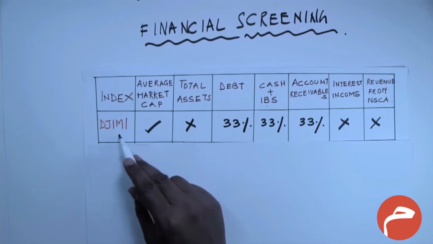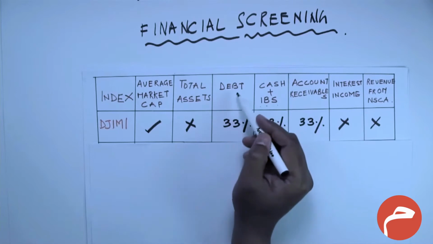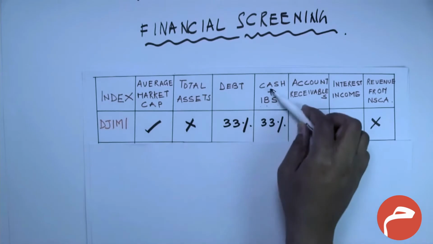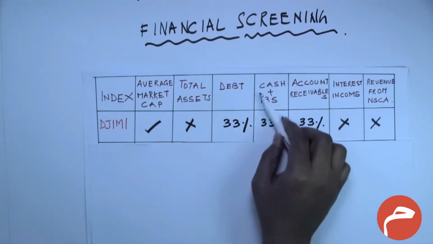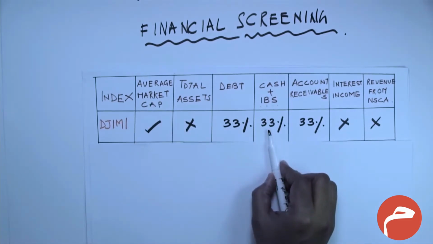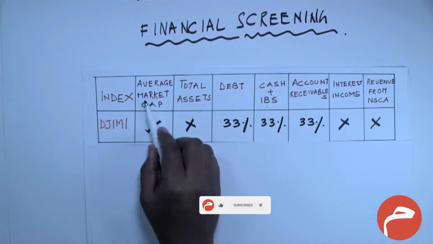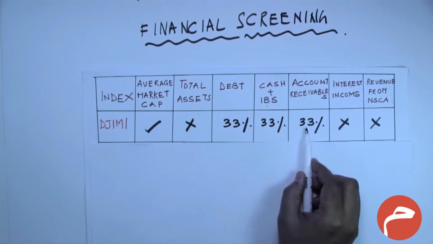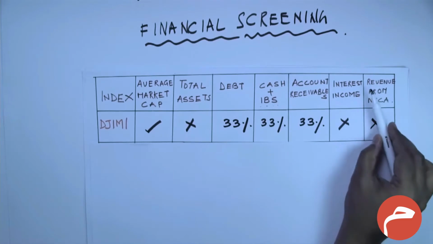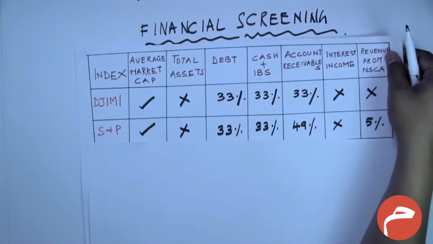So in case of Dow Jones Islamic Market Index, the total debt of the company divided by the trailing average market cap should be less than 33%. In case of cash plus interest-bearing securities, this together divided by the trailing average market cap should be less than 33%. In case of account receivables, the total account receivables divided by the trailing average market cap should be less than 33%. There is no separate mention about interest income, and there is no separate mention about revenue from non-Sharia compliant avenues. Let's move forward and look at S&P.